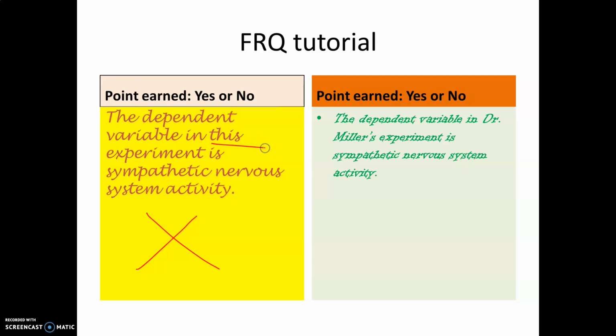I don't want "in this experiment." I want the name of the person. This will guarantee that you always get the point. No reader can take the point away from you if you use this level of detail. You will always be guaranteed the point. That gets you the point. That's the way I want you to do it on tests.